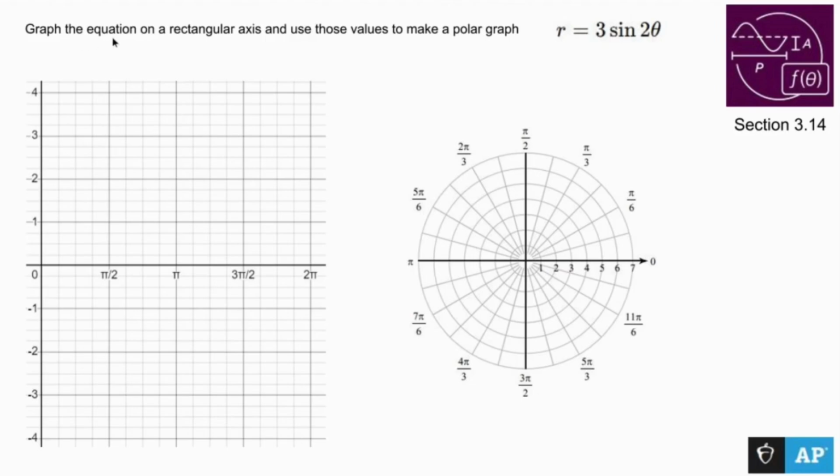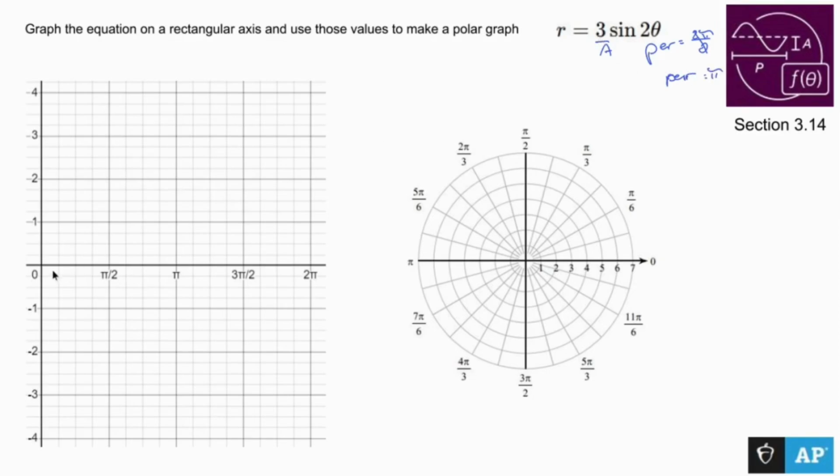Graph the equation on a rectangular axis and use those values to make a polar graph. Well, we have 3 sine 2 theta. All right, so what do we have here? We have an amplitude of 3, so that's my amplitude. If my frequency is 2, that means my period is going to be 2 pi over 2, so pi. So period is pi, all right?